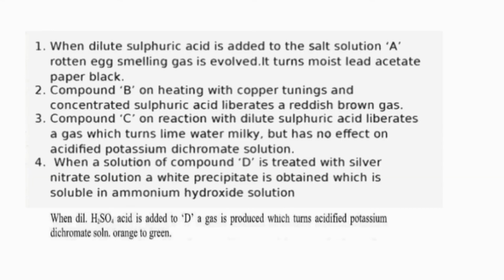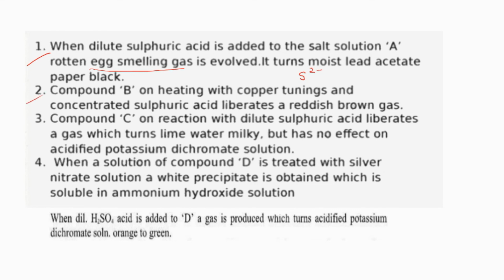Now see the last page. This page includes questions related to the detection of anions, which we had discussed in the previous video also. So if you have watched the previous video, you can definitely answer all these questions. Read and find out. When dilute sulfuric acid is added to salt solution A, a rotten egg smelling gas is evolved. It turns moist lead acetate paper black. If a gas is turning lead acetate paper black, that will be the confirmatory test for hydrogen sulfide gas. While adding an acid, if hydrogen sulfide gas is evolving out of the test tube, which will be the anion? That will be the sulfide ion, S2 minus ion.